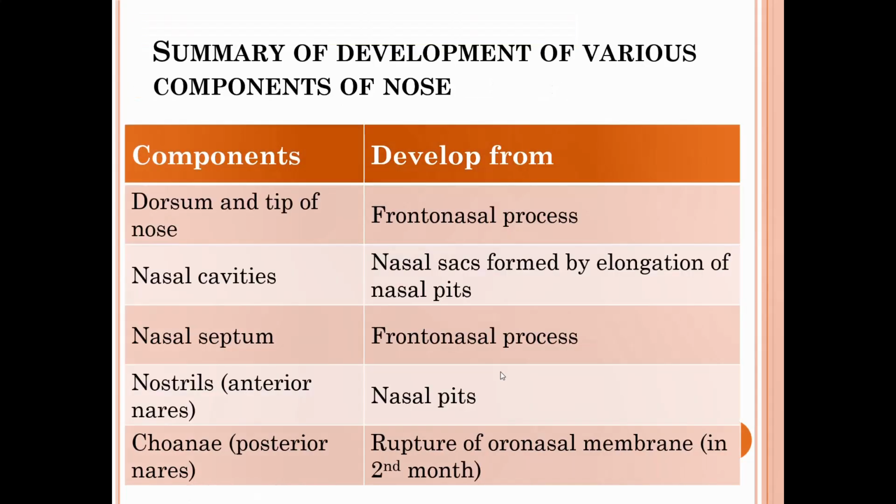So if you want to see the summary of the development of various components of the nose, the dorsum and the tip of the nose are coming from frontonasal process, nasal cavity is coming from the nasal sac formed by the elongation of nasal pit, nasal septum is also coming from frontonasal process, nostrils, that is anterior nares, coming from nasal pit, and choana or posterior nares coming from rupture of oronasal membrane in second month of intrauterine life. And this can be an MCQ question.